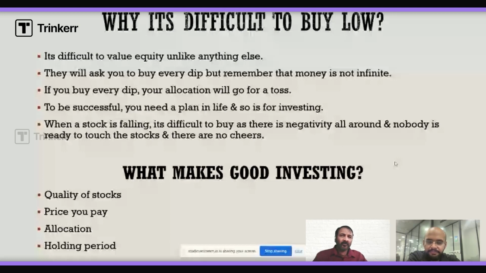If everybody knew what is the price of Tesla, or what is the price of Apple or AMD, they would have just waited, bought it there and then held. Investing would have become very easy. It's not like that. It's very difficult to value equity, and that is precisely what I do, with God's grace. So that's one thing. Then they will ask you to buy every dip.